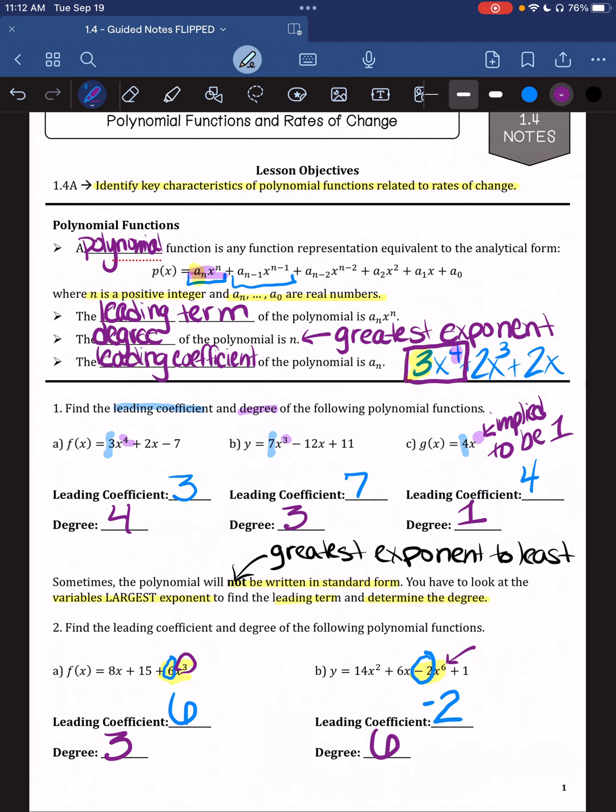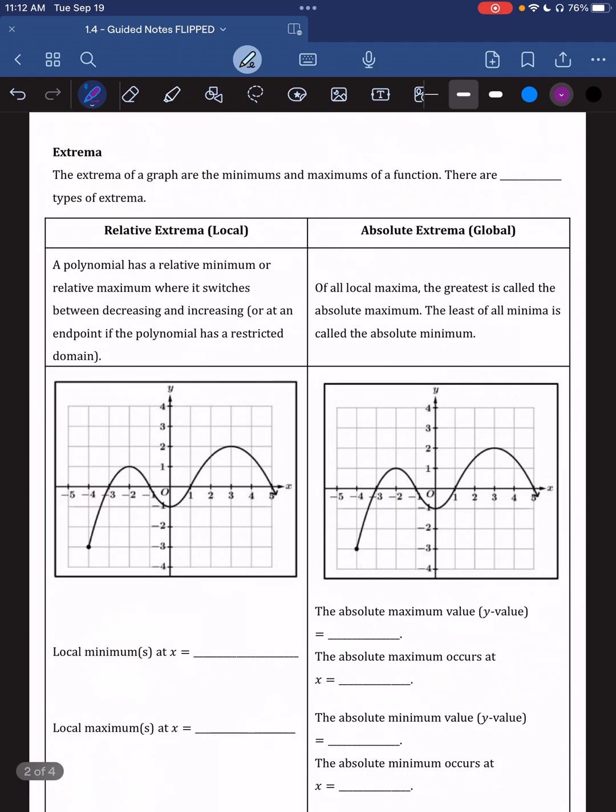Alrighty, let's continue on. All right, now we're going to talk about what we call extrema. Extrema are where on the graphs your functions are going to hit minimums and maximums. And while we're working through this, it's helpful to know that there are 2 different types of extrema.